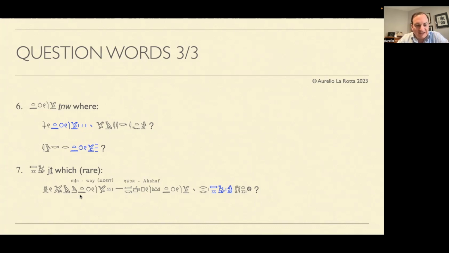Another little trick in here: it would be easy to confuse the Chenu in Mechen with the Tenu where. Maybe that is even an association on their part, because way and where seem associated mentally, but it's a different word. Mechen, way, becomes Moit in Coptic, still around. Epmoit. So the way, I guess we would say to Akshaf in English, towards which city. That's what I would think.